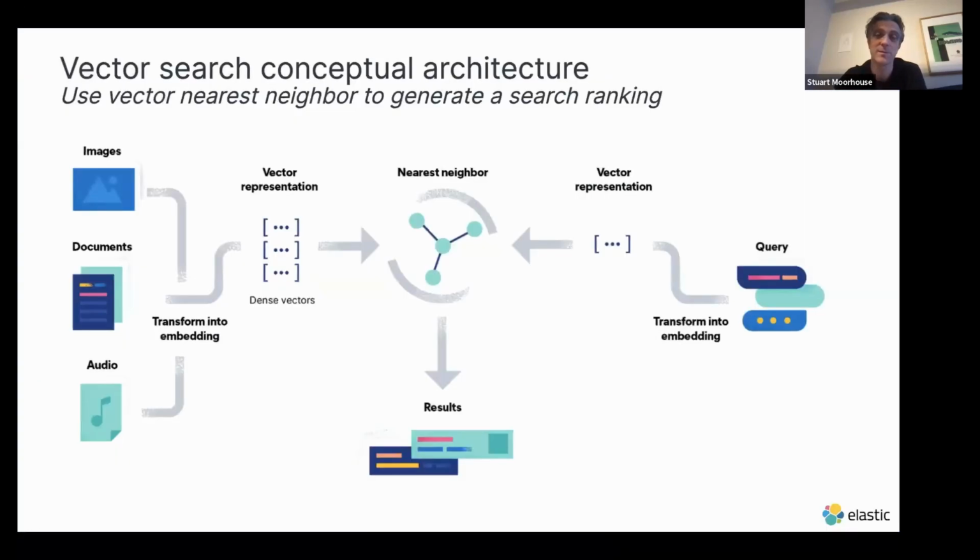So here's a conceptual architecture of what we described. On the left, we can see we get our content, images or documents or audio that we can embed into vectors and store in a vector database like Elasticsearch. And then we can also embed the query that we make to a vector database using an embedding, and then we find the nearest ones. And from that, we give a result set back to the user.